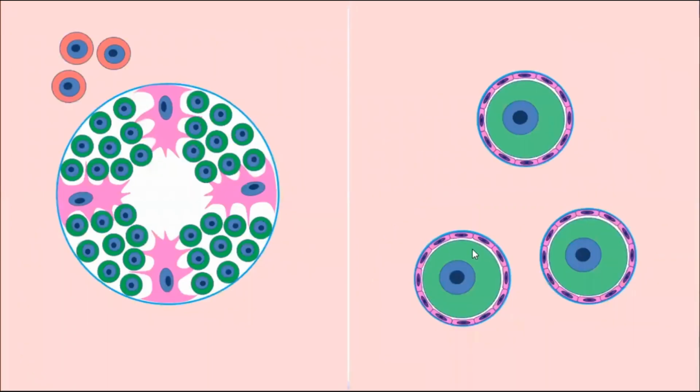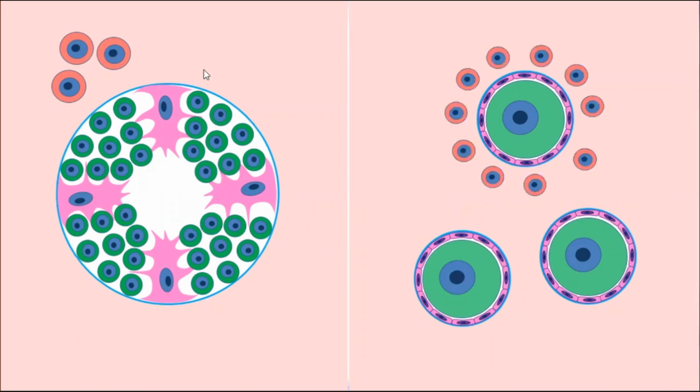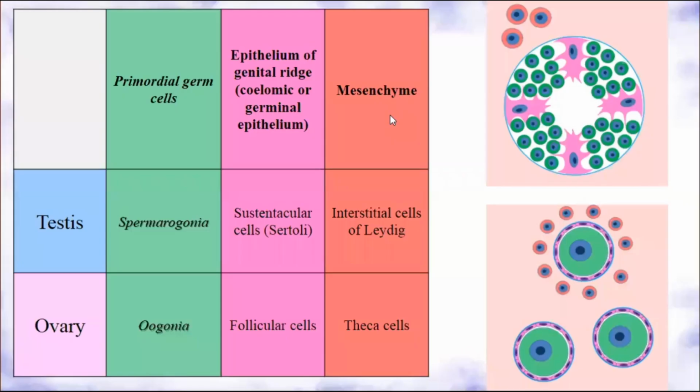And here we can see cells, gametes, they develop from gonoblasts, they are shown in green. Pink cells are supportive cells, Sertoli and follicular cells, and Leydig cells here and Theca cells here develop from mesenchyme and they produce androgens in both female and male organisms.